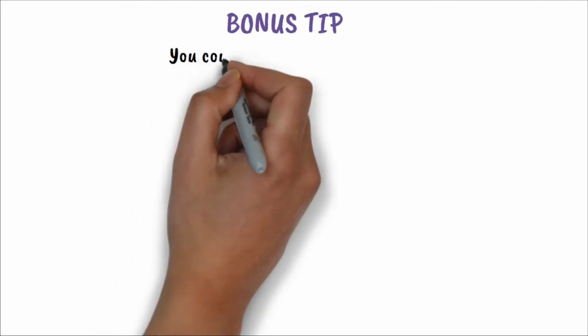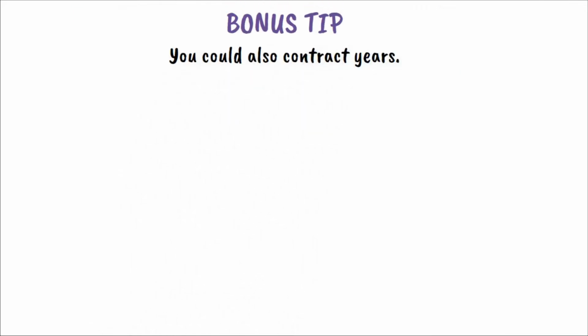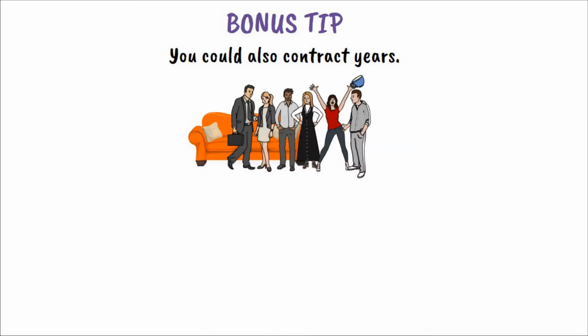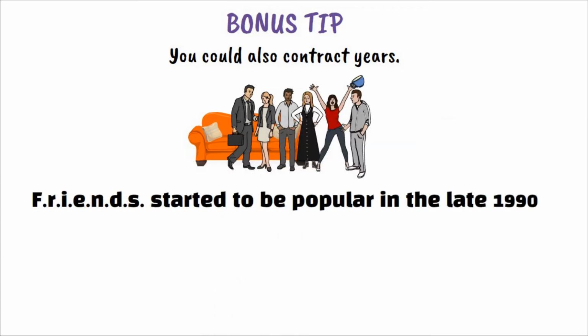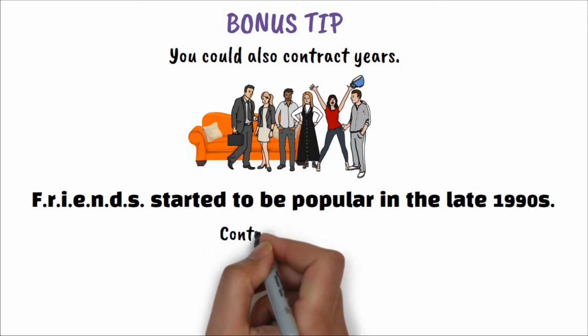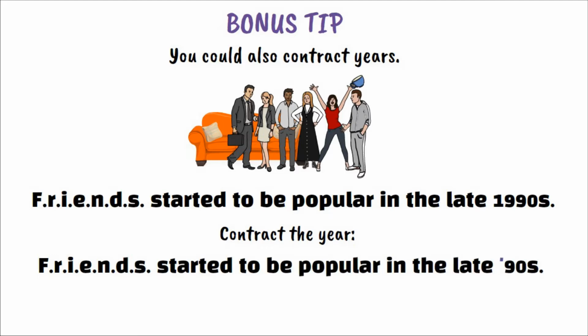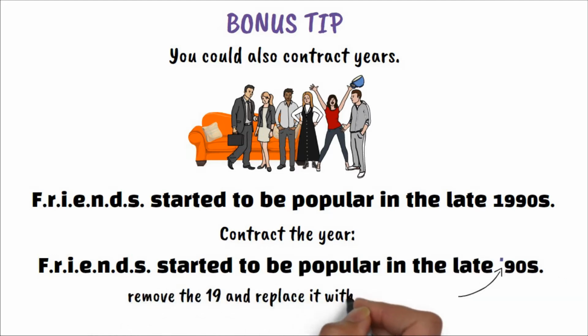Bonus tip: you could also contract years. How? You could write Friends started to be popular in the late 1990s. But if you contract the year, it will read Friends started to be popular in the late '90s. Here, we remove the 19 and replace it with an apostrophe.